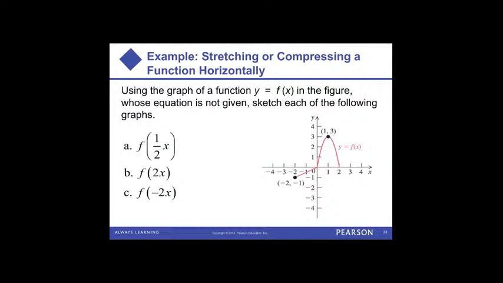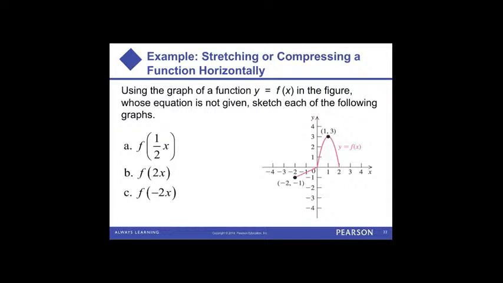Okay. So using the graph of a function y equals f of x in a figure whose equation is not given, sketch each of the following graphs. We have f of 1/2 x, f of 2x, and f of negative 2x, right? So if this is f of x that we see in red, if we multiply the inside by a number between 0 and 1, we can anticipate a horizontal stretch, right? Sketch the graph. So 0, 0 is still there. When x is 1, horizontal stretch. F of 1/2. Oh, when x is a half, the answer should be 2, right?